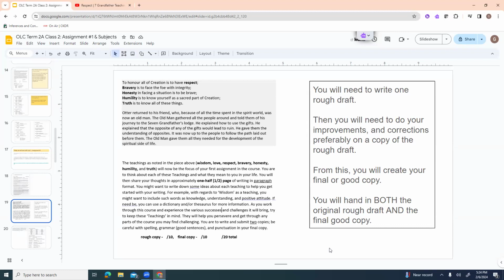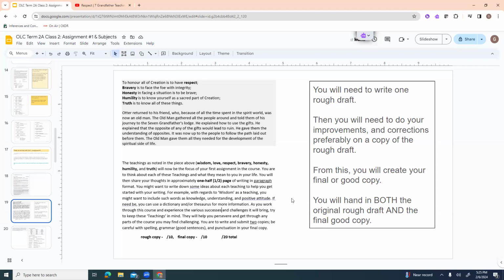So the teachings as noted in the piece above, wisdom, love, respect, bravery, honesty, humility, and truth, will now be the focus of your first assignment in the course. You are to think about each of these teachings and what they mean to your life. And then you share your thoughts in about a half page of writing in paragraph format. I'm going to be talking about all these little parts in a minute. You might want to write down some ideas about each teaching to help you get started with your writing.